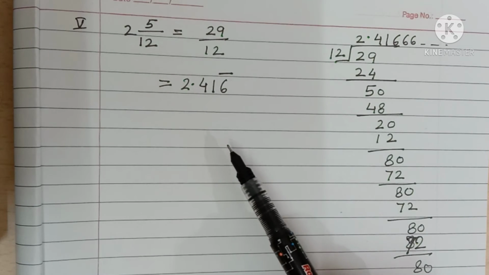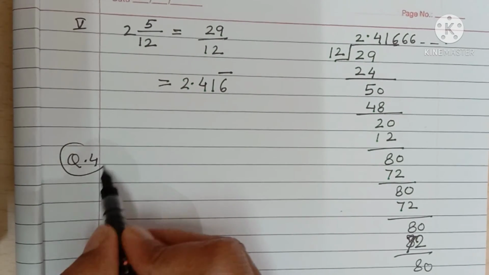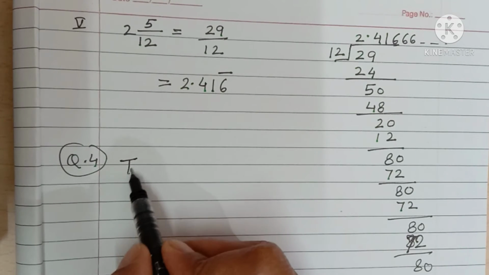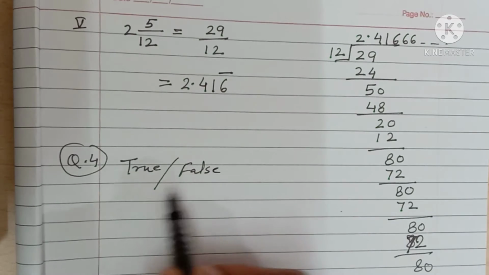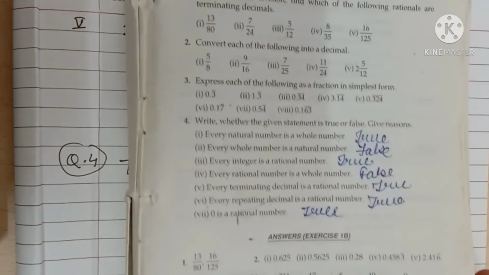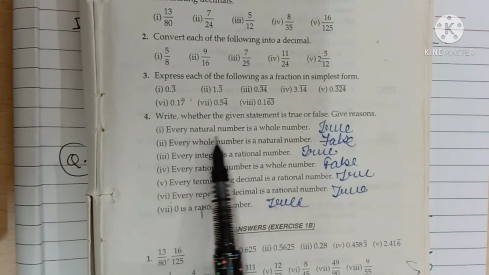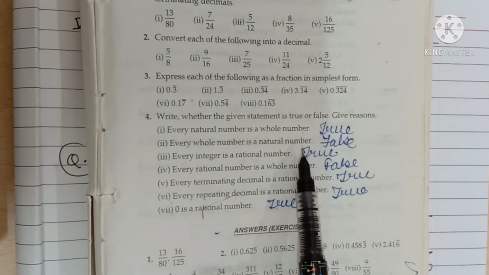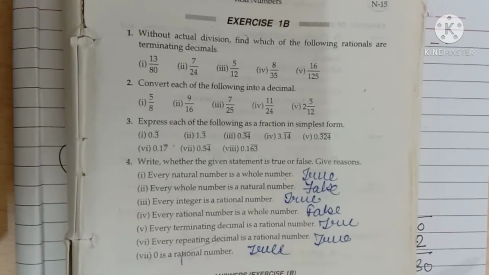Now next, question number 4. Question number 4 is true and false. True or false, we will discuss here. Now these are all the parts. True, false. I will give the reason why the given statement is true and why it is wrong. So see all the parts.